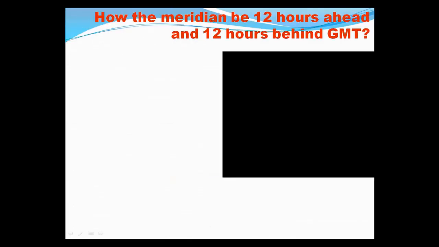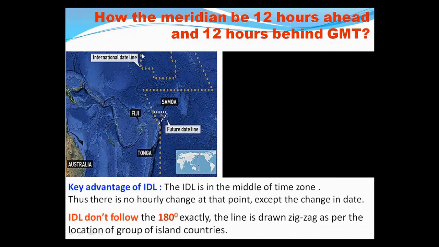Now we'll understand how the meridian can be 12 hours ahead and 12 hours behind GMT. As you can see, the international date line is shown with the help of a dotted yellow line. And this is not straight, this is zigzag and is passing over the Pacific Ocean. You can see some names, Fiji, Tonga, very close by Australia, and one more name, Samoa.